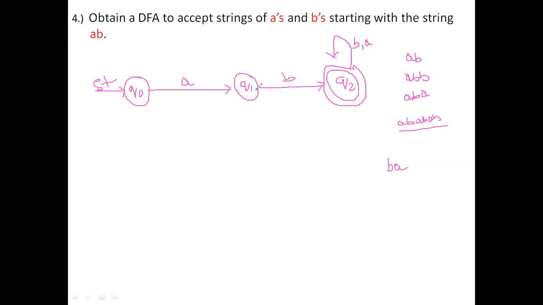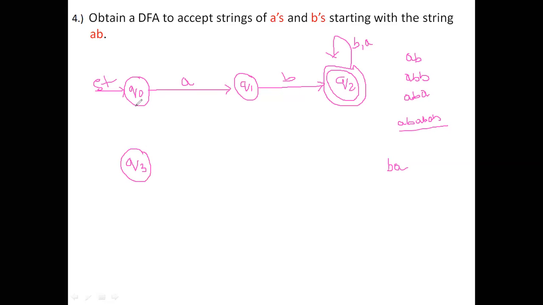See, for Q2, forget about the states. What exactly is the alphabet we got in this particular question? A and B. So for Q2, we have a transition both for A and B. Then what about Q1 and Q0? For Q0, we got only a transition for A, and for Q1, only a transition for B. We don't have a transition for B in Q0 and A in Q1. So we can design one trap state. I will call it Q3.